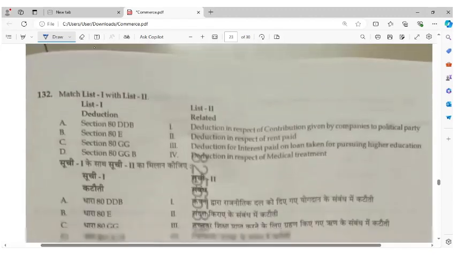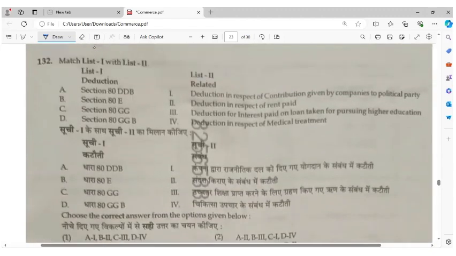Now the next question, 132. It is a deduction question, a really simple one we have discussed. 80E is for education. For higher education, you can easily mark the deduction for interest on the loan taken for higher education. And 80GG, you know, is for rent. Then deduction in respect of contribution to a political party. Is it 80GGB? That is for the company.